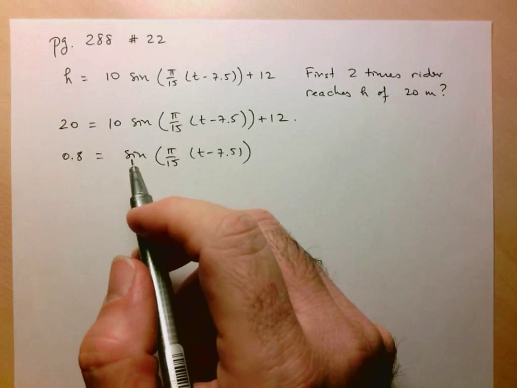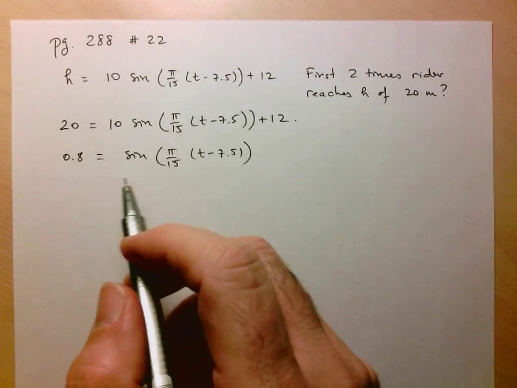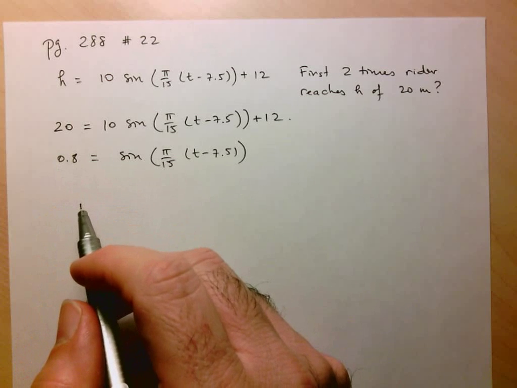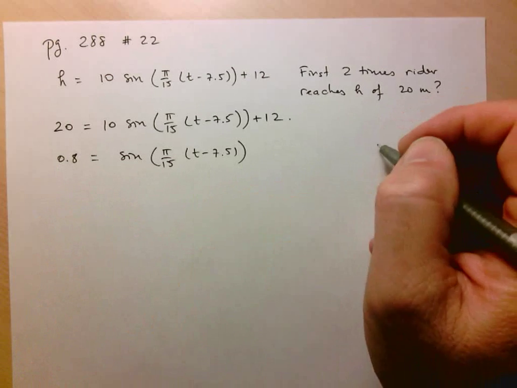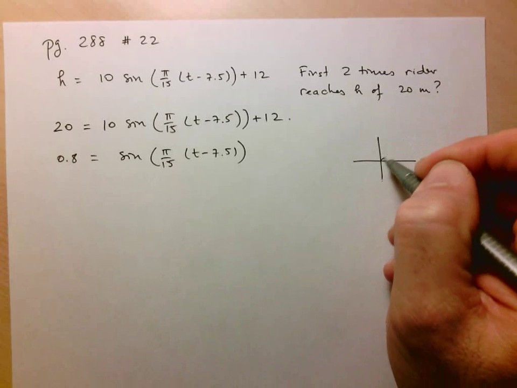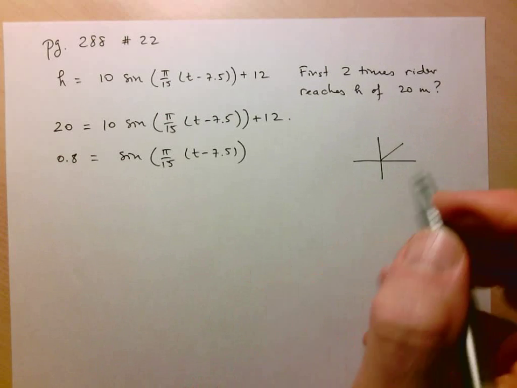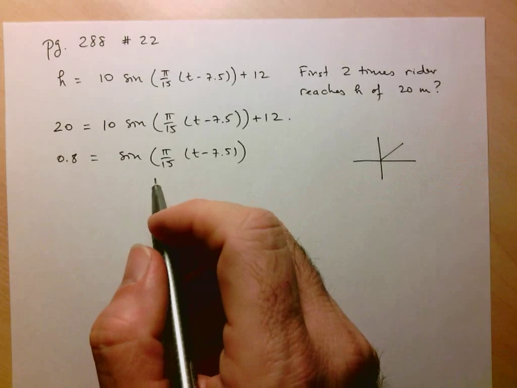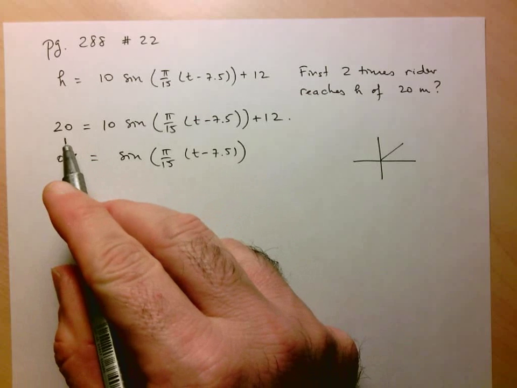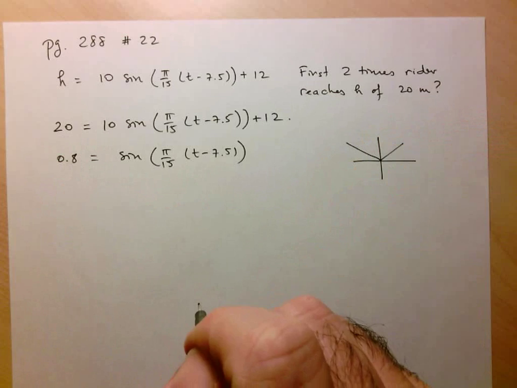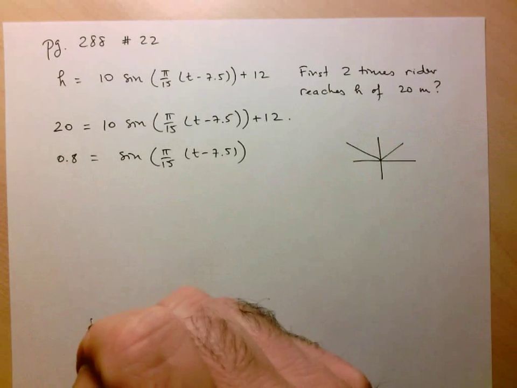Now, remember that when I use my inverse sine function, which I'm going to have to do here because this isn't related to a special angle, it's going to give me one answer. If we think of this on our Cartesian plane as an angle, it's going to give me an answer in the first quadrant, a positive answer, so that'll help me find the first time that the person reaches a height of 20 meters. The second time will occur, of course, in the second quadrant where sine is also a positive number.